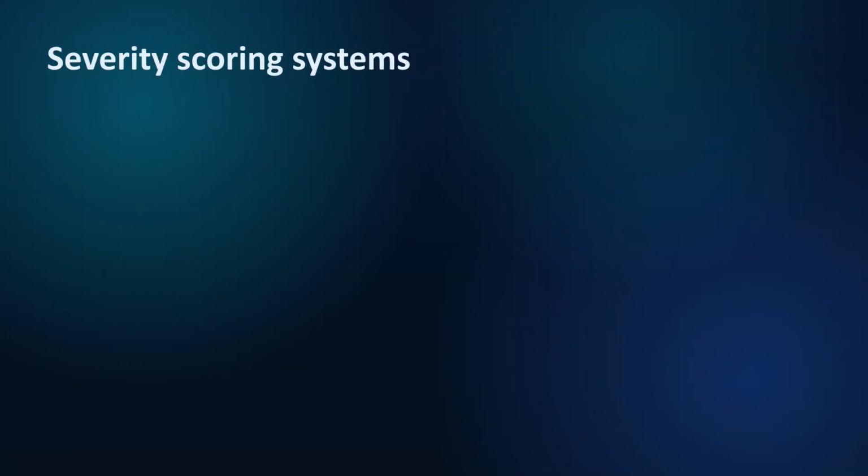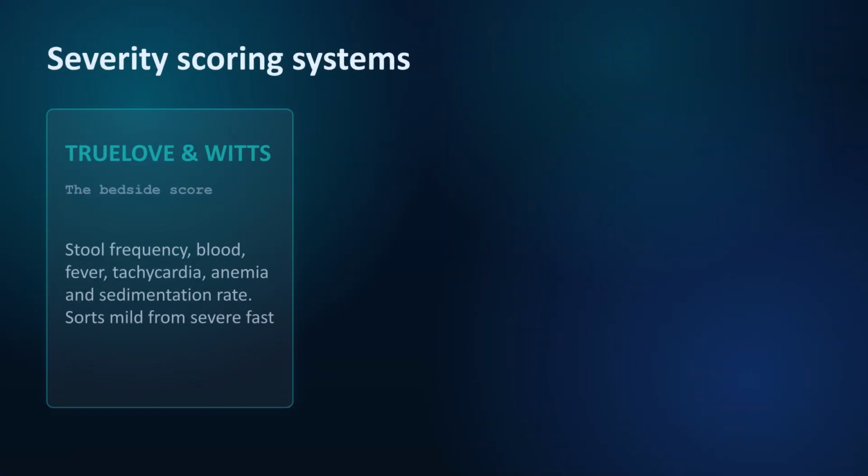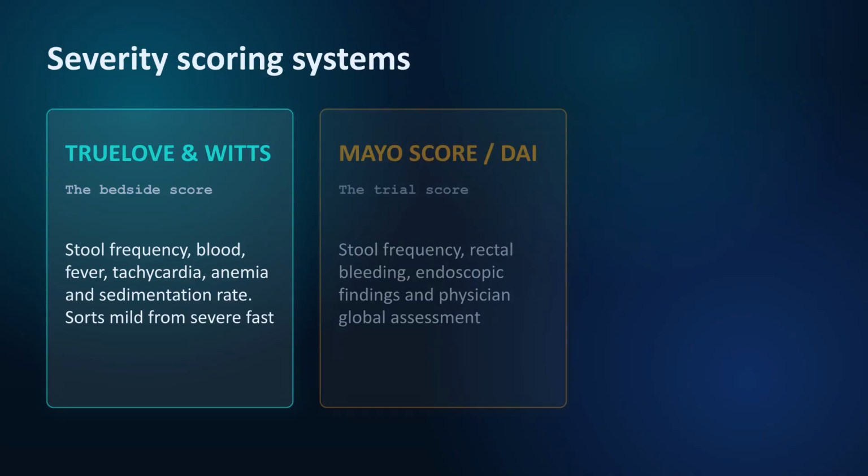Now severity. 3 scoring systems come up. Truelove and Witts is the bedside score. It uses stool frequency, the presence of blood, fever, tachycardia, anemia, and the sedimentation rate, and it sorts mild from severe quickly with information you already have. The Mayo score, also called the Disease Activity Index, adds endoscopic findings and a physician global assessment, and it is the score used in clinical trials.